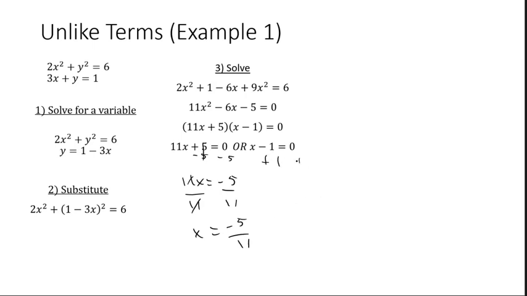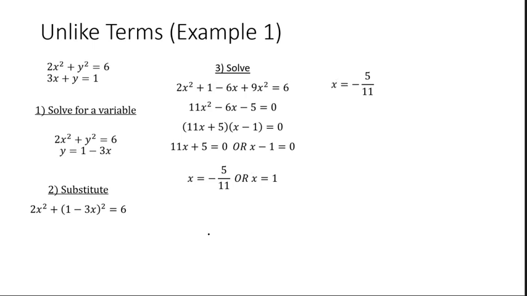And then for the second one, just add 1. So we have x equals positive 1. And we see that typed up right here. All right, so we have two different answers. We have one where x is negative 5 over 11, and the other when x is equal to 1.